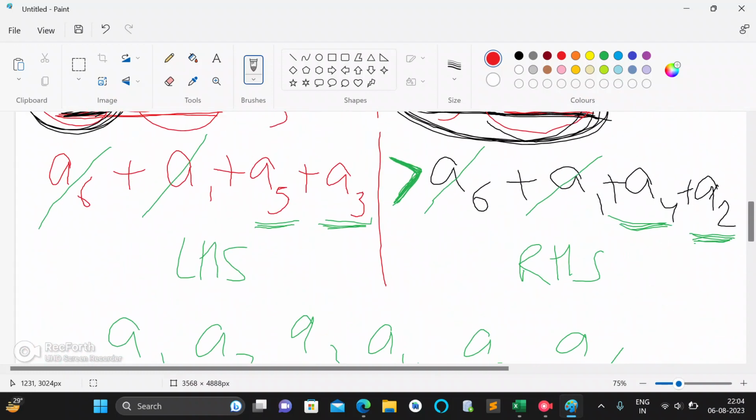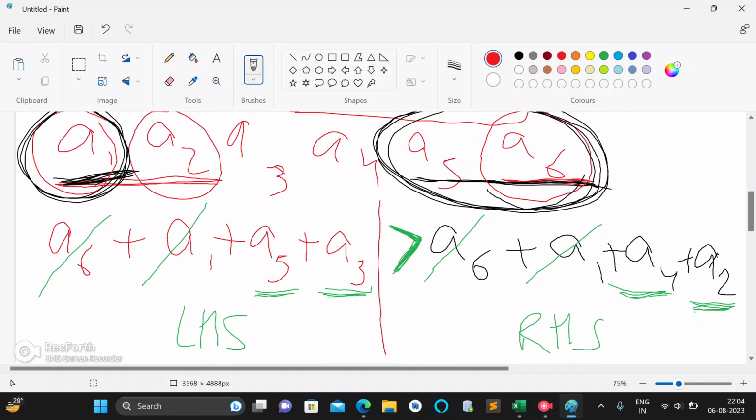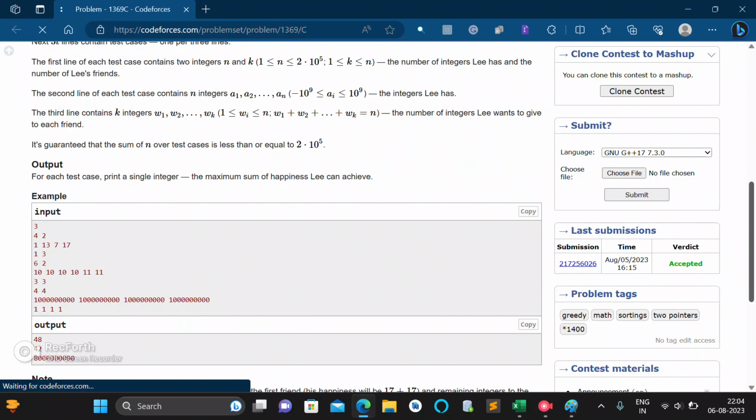The friends array is the array in which we are told which friend wants how many integers. In the above scenario, when I told you that a5 plus a3 is greater than a4 plus a2, I showed why taking one element from the rightmost side and the remaining k minus 1 elements from the leftmost side is the optimal approach. These are the two proofs I have given you. I hope this is helpful. Let's deep dive into the code section.